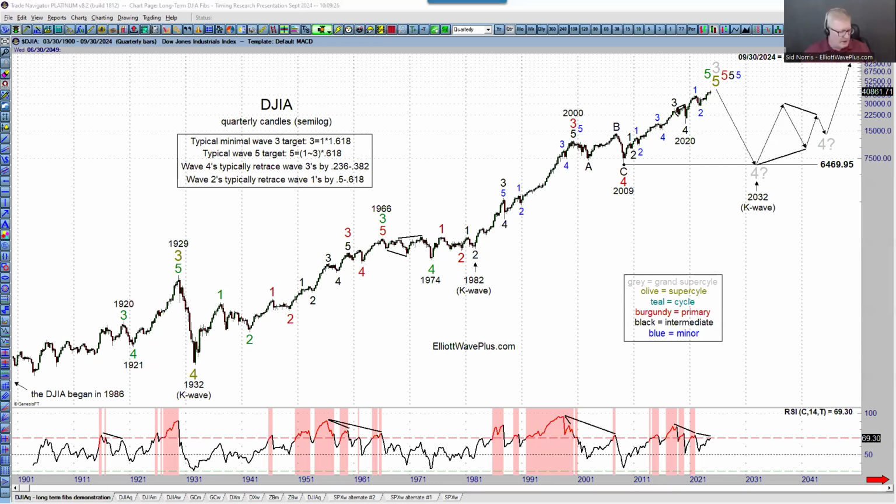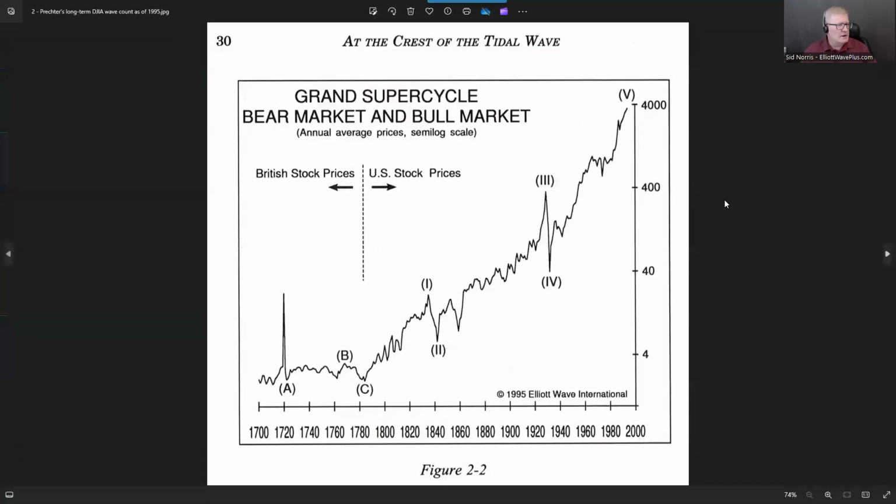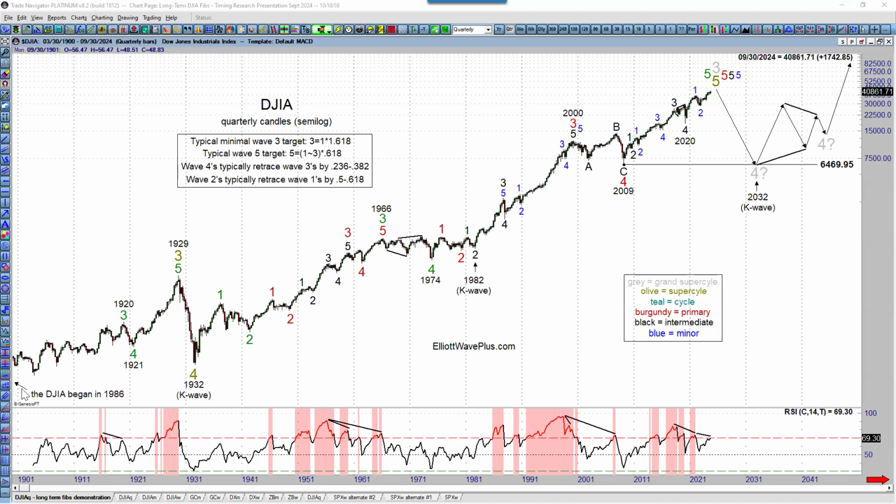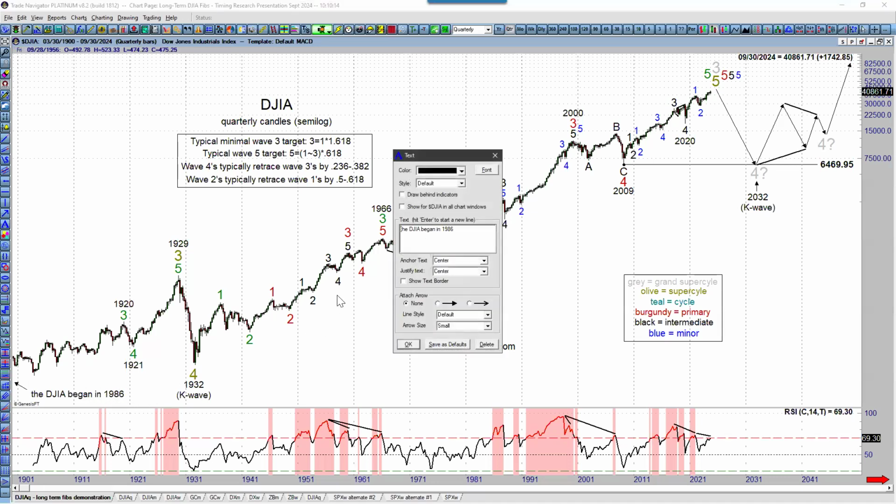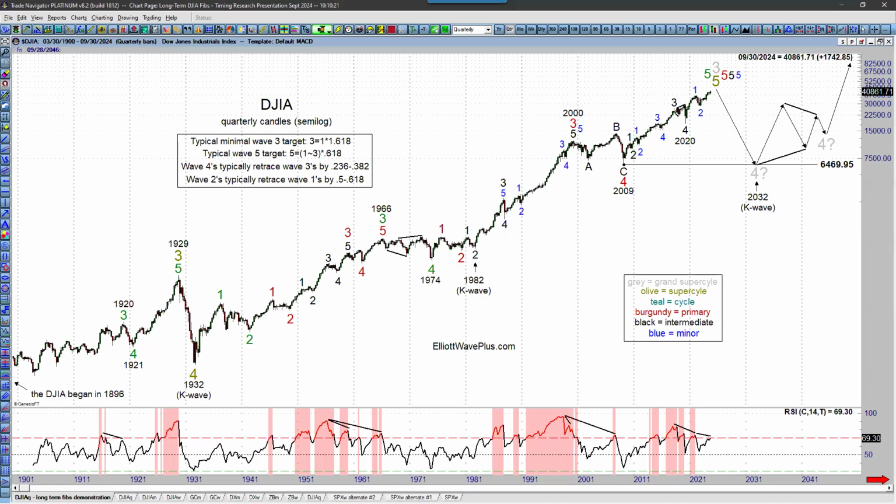I'm going to turn the video of myself back on just for a second and show you that I'm going to use a page that I scanned out of this book, At the Crest of the Tidal Wave by Robert Prechter. That book was published in 1995. And here's what Prechter did when he wrote that book all those years back. He tried to go back in history and establish a much longer wave count than what is possible with the Dow Jones Industrial Average, because the Dow Jones Industrial Average began in the year, actually, I need to change that. It's 1896. 1896 is when the Dow Jones Industrial Average began.